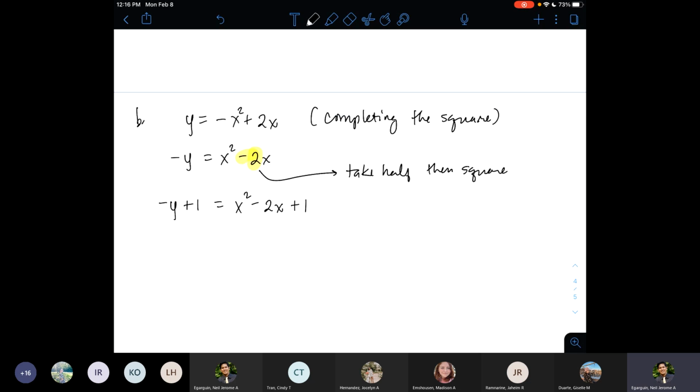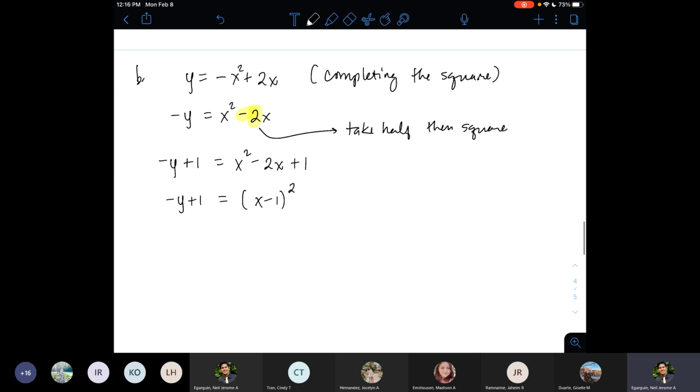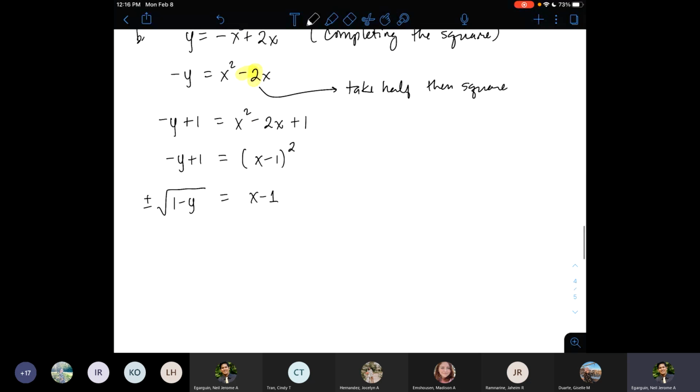Okay? And the reason why I want to complete the square is so that I can factor the right-hand side. The right-hand side now can be factored as x minus 1 quantity squared, a perfect square trinomial, and hence the term completing the square. Okay? And then now I can take the square root of both sides. Taking the square root of both sides, the square will be gone on the right side. On the left, I'll just rewrite it as 1 minus y, and then take the positive and the negative root. And then finally, if you want to solve for x in terms of y, you will get x equals 1 plus or minus the square root of 1 minus y.